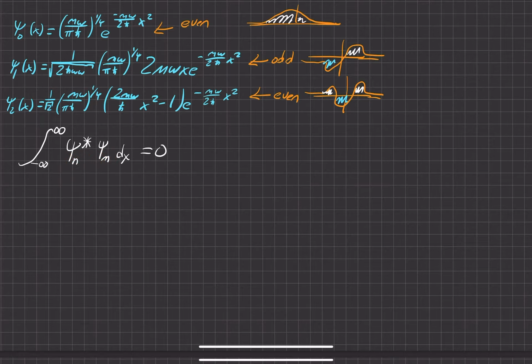We can rule out this one multiplied by this one, because that will make an odd function, and the integral of an odd function is always 0. Then we can rule out these two multiplied by each other, because that's going to be 0 as well. But now the question is, what about the ground state and the second excited state, these two even functions? Does the integral of those two actually equal 0? Are they actually orthonormal?